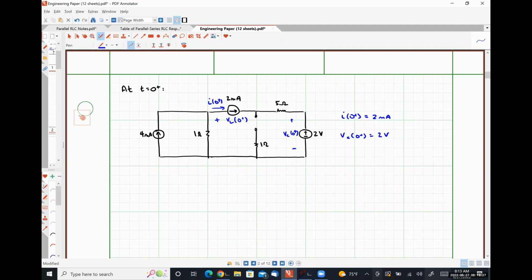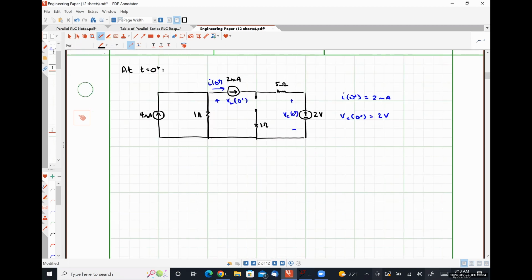I'm going to choose to do a source transformation on the practical current source on the left-hand side of my circuit. So instead of having a 4 milliamp current source in parallel with a 1 ohm resistor, I'm going to draw this as a 4 milliamps times 1 ohm. So that's 4 volts voltage source in series with a 1 ohm resistor, obeying the rules of source transformation where I place the positive polarity terminal of my voltage source on the same side as the head of my arrow for my current source.